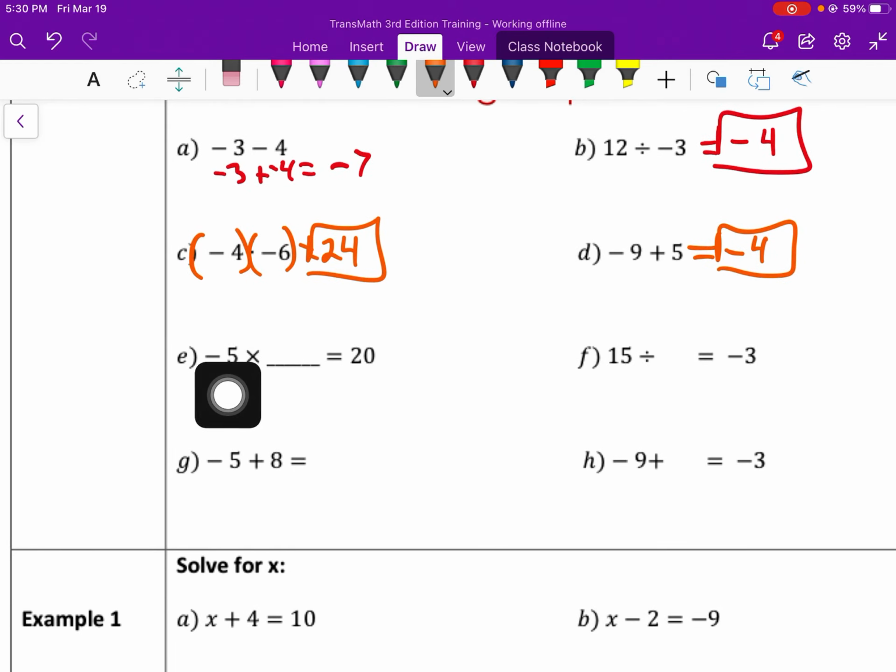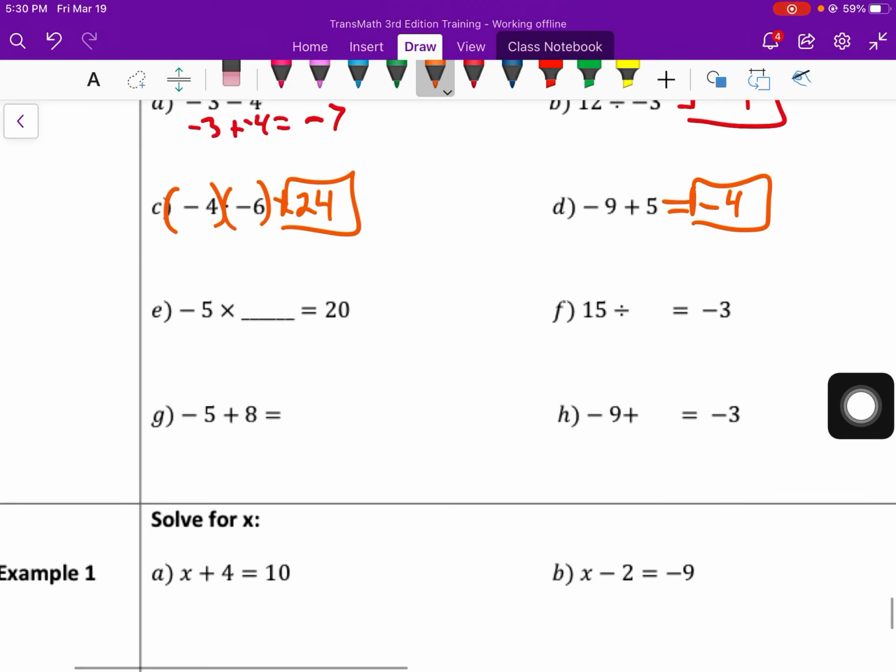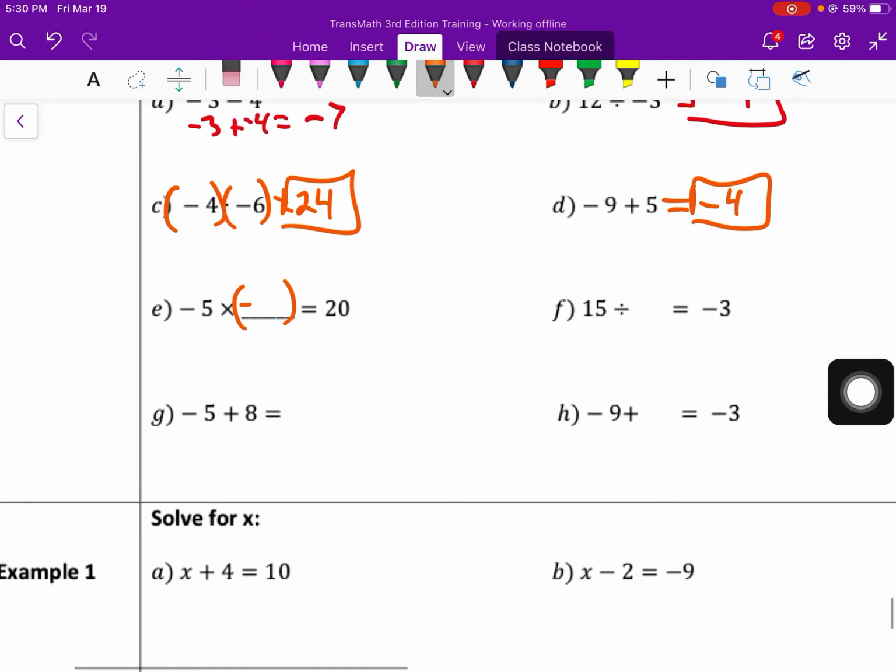Let's check out this one. So mental math. -5 times what is 20? Well, our product is positive, and one of our factors is negative. That means the other one has to be negative because a negative times a negative is positive. A negative times a positive would be negative. So it has to be times negative. And then 5 times what is 20? That'd be 4.